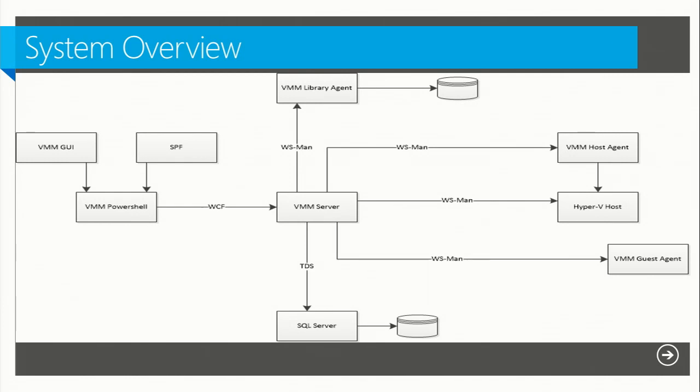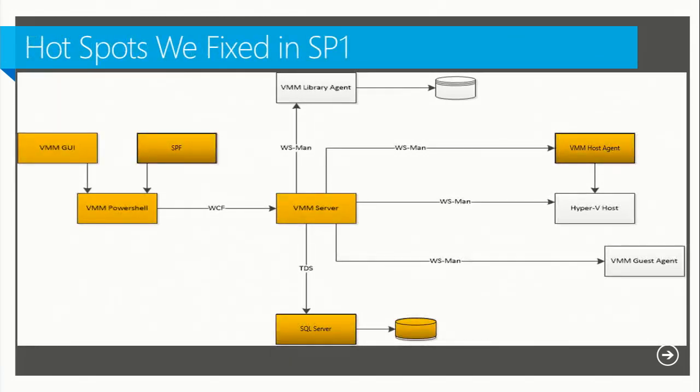And from a system architecture point of view, this is roughly how VMM is designed. In the middle is the VMM server. At the bottom we have SQL Server, where all the metadata is stored. VMM PowerShell is essentially the foundation for all the clients, including our admin console. SPF, if you're familiar with that, talks through VMM's PowerShell layer to VMM. The changes we made in SP1 to raise our perf and scale bars touch a lot of components across the system, from the VMM server to the SQL database to our host agent.